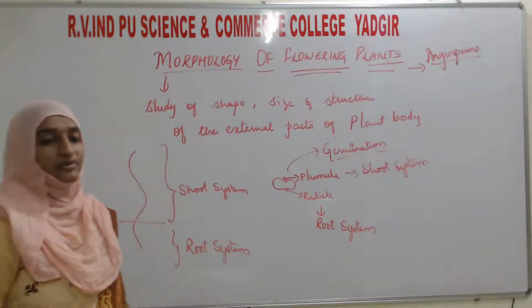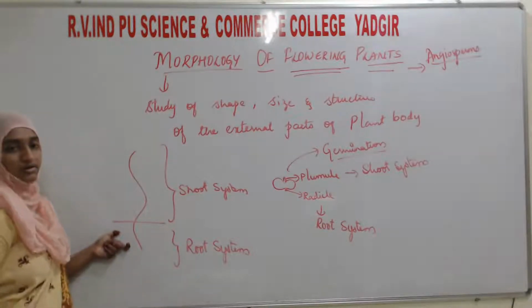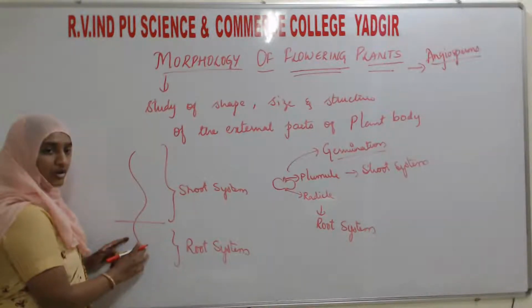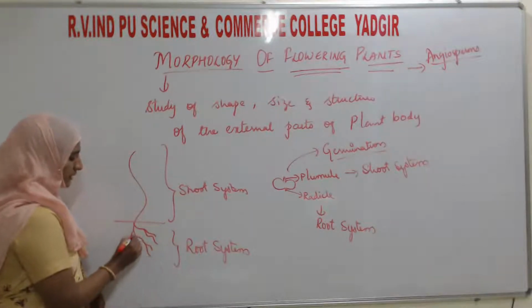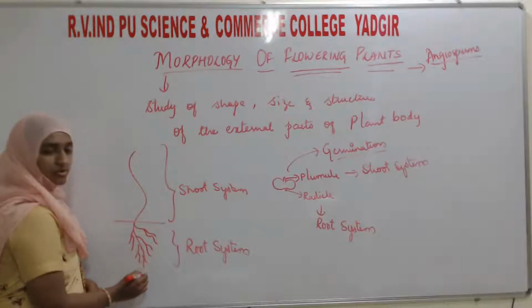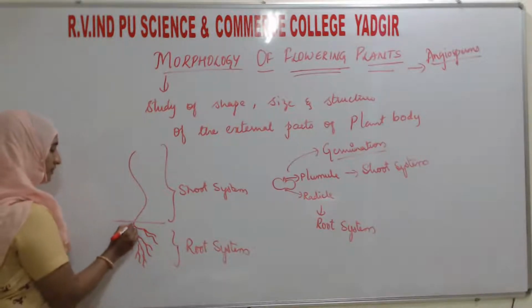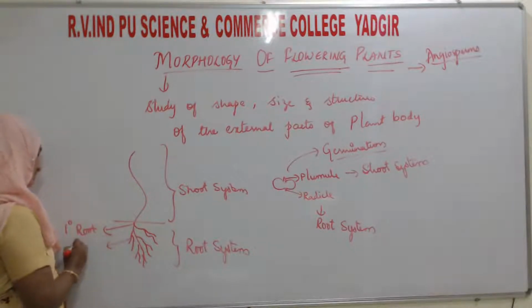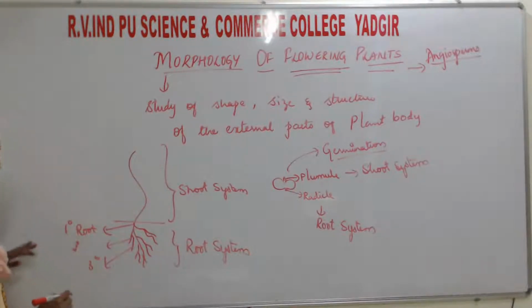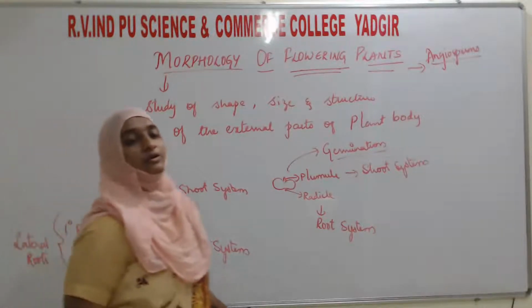First we will see about the root. This one root will give rise to many roots. That is the primary root, secondary root, tertiary root. This is the primary root and these are the secondary, tertiary, like this. Altogether, we call them the lateral roots. So this is about the root system.